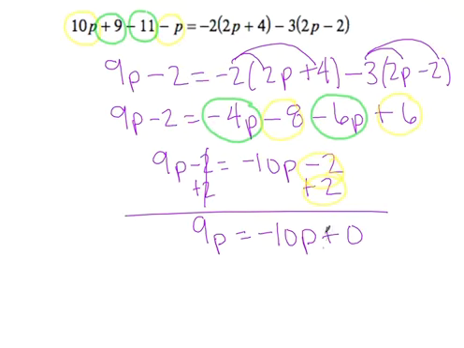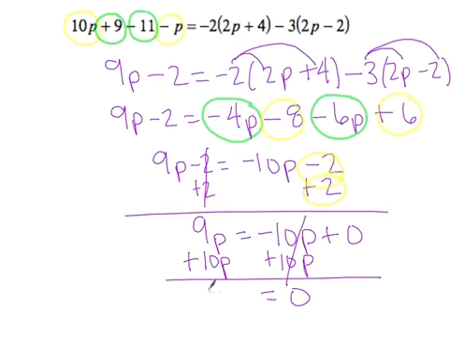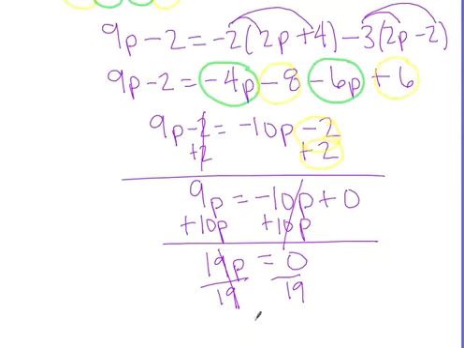Now I'm going to get my negative 10p to move to the left side so that it can be with the 9p. So I'm going to add 10p, or you can circle and jump the 10p. That leaves 0 on the right side, and on the left side, 19p. To get the p by itself, I would divide both sides by 19. The 19's cancel, and I get p equals 0 over 19. But anytime I have 0 on the top of a fraction, it's always going to be 0. So my answer is 0.